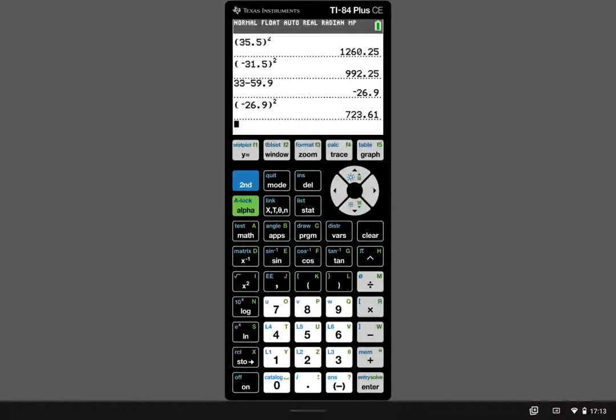So 700 and, that's supposed to be negative 26.1, my mistake. I think I typed a number in wrong there. It should be a negative 26.5, not a negative 26.9. So let me see what I typed in wrong here. All right, there you go, negative 26.5. Then you would square that. And you get 702.25.